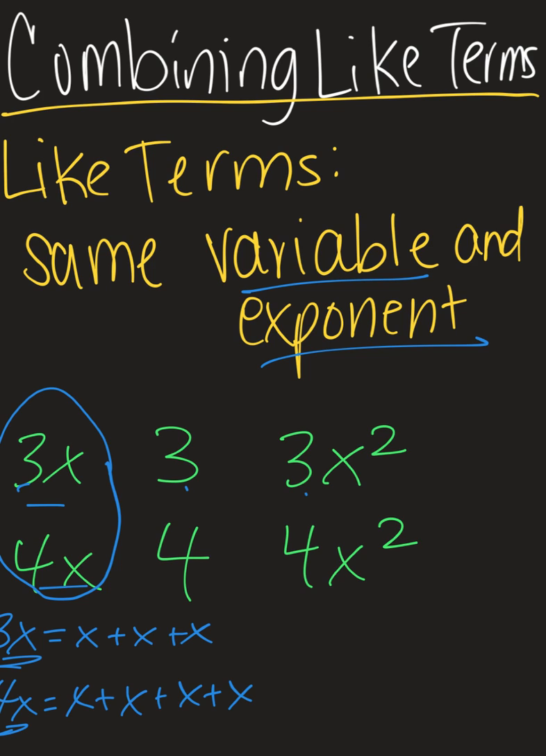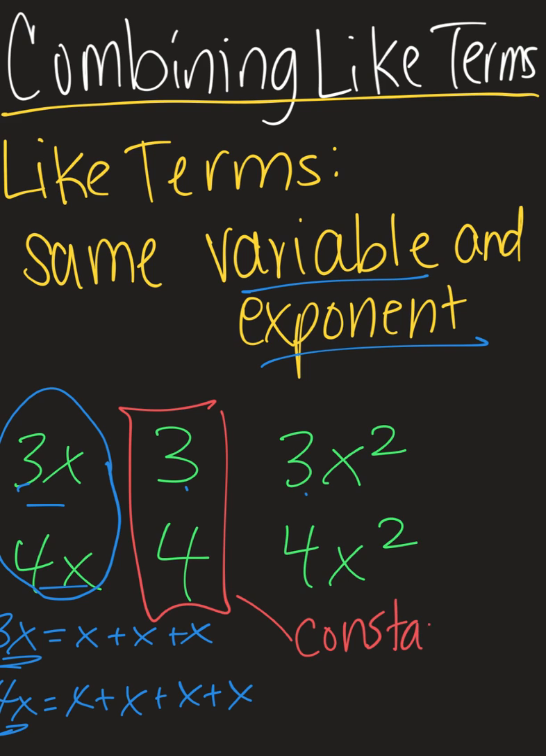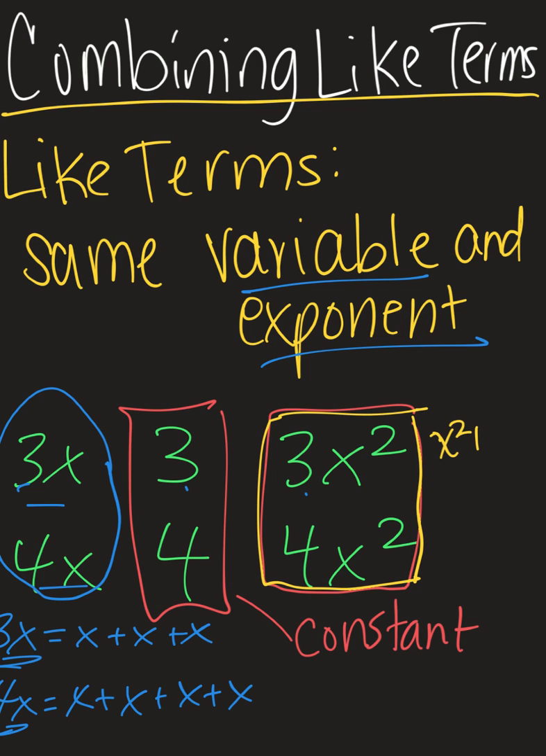Here in the middle, we have the 3 and the 4. Those are both called constants. They're not variable terms, but because they both lack a variable, they are also like terms. And finally, we have 3x squared and 4x squared. Sorry, I'll change the color on that. And those are like terms because they have the same x variable and exponent. So this would be 3x squareds added together. Okay? So we're looking for the variable and exponent to find like terms.